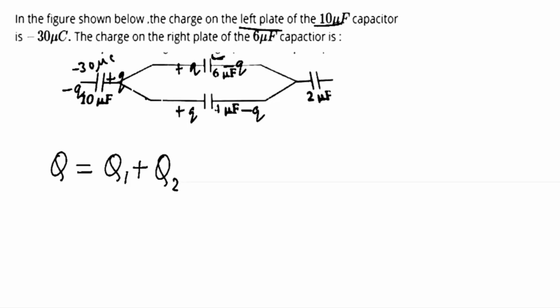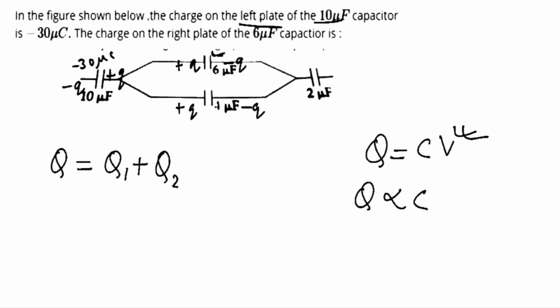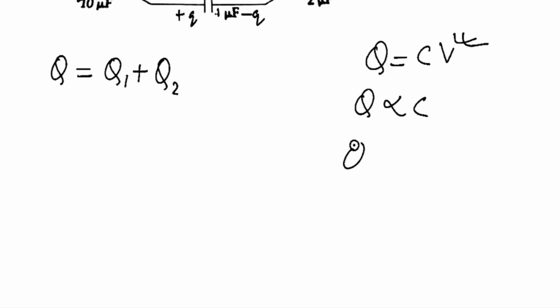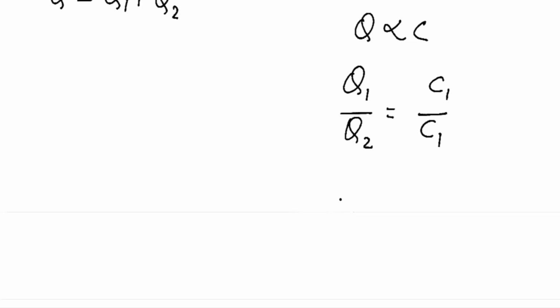Now we know that the charge is related to capacitance and voltage. But the voltage is constant, so we can see that the charge is directly proportional to capacitance. For these two capacitors, we can write Q1 by Q2 equal to C1 by C2. If we take the reverse of that, we can also write Q2 by Q1 equal to C2 by C1.